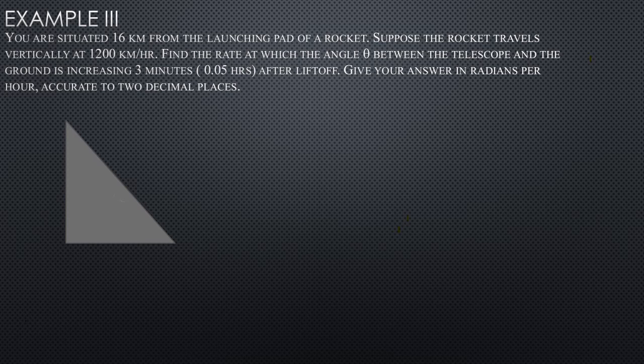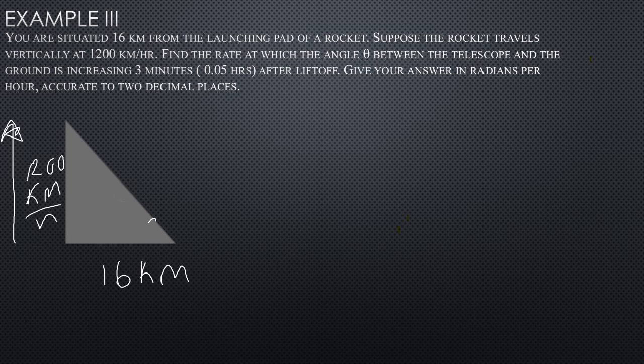So the rocket is traveling 1,200 kilometers per hour straight up. And in this problem, we're not worrying about any drag or any air resistance. We're going to keep it as simple as possible, kilometers an hour, and situated 16 kilometers away from the rocket. And we want to figure out this angle theta, or rather the rate at which the angle theta between the telescope and the ground, which we'll say the telescope is right here, is increasing. So how will we do that?